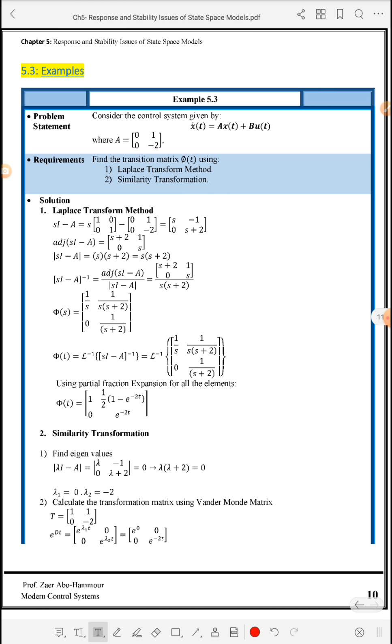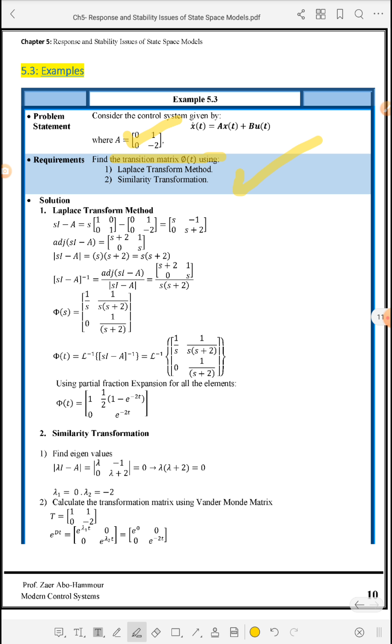After covering all of the related things to the stability and response issues, we will cover a few examples. Here we have a control system that is 2 by 2, and it's required to find phi of t based on the Laplace transform and similarity transform methods.